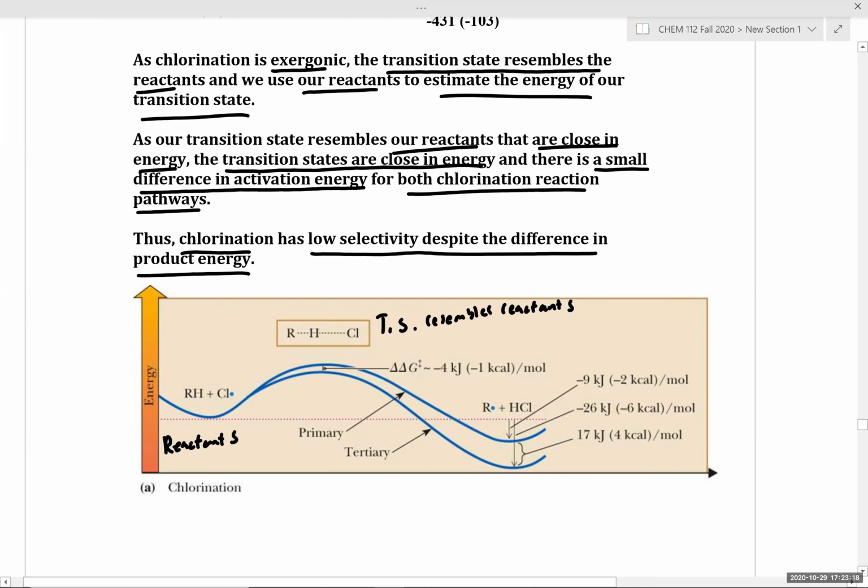Because there's a small difference in the activation energy for these two pathways, if we have our primary pathway and our tertiary pathway, even though the tertiary chlorination product is substantially lower in energy, we only see a very small amount of selectivity for the tertiary product. Does that idea make sense and tie things together? Does that argument make sense to everyone?